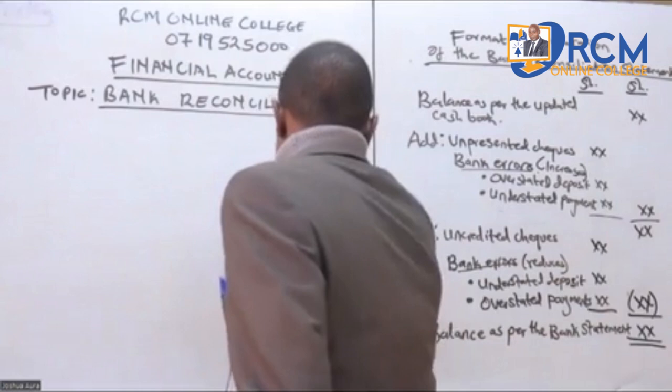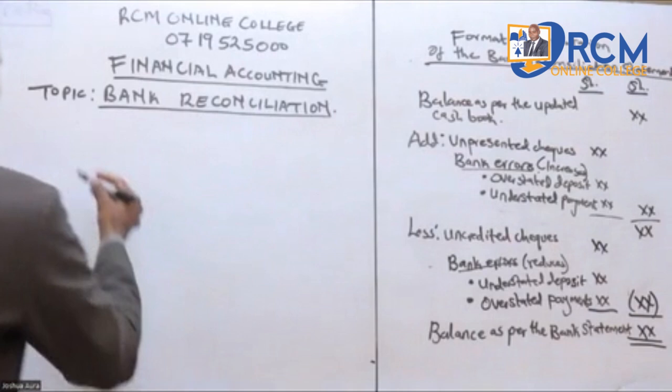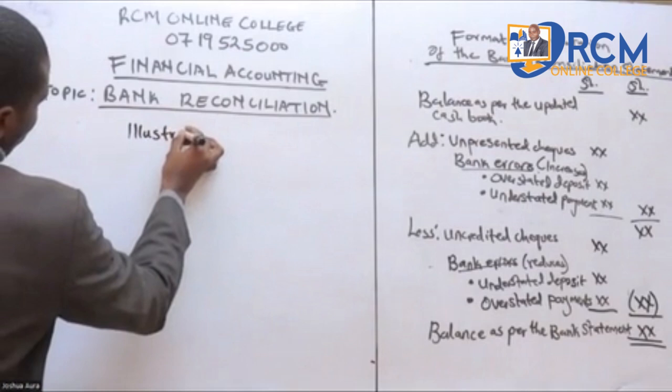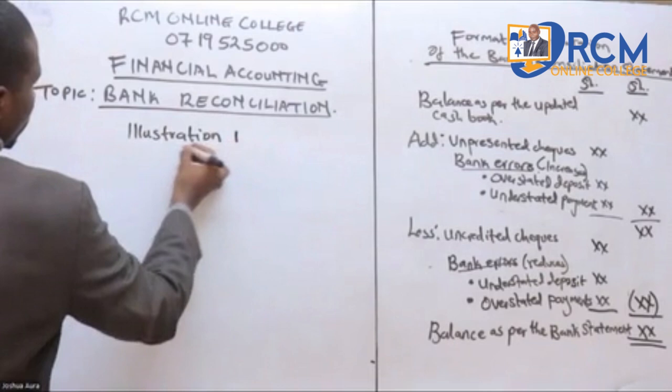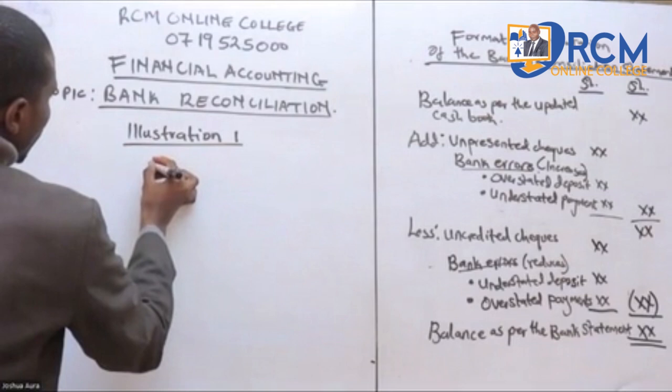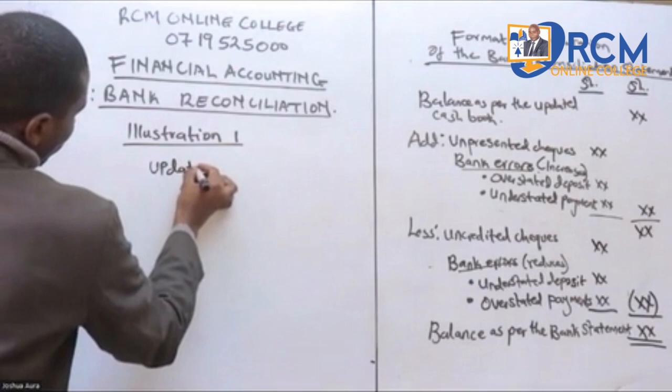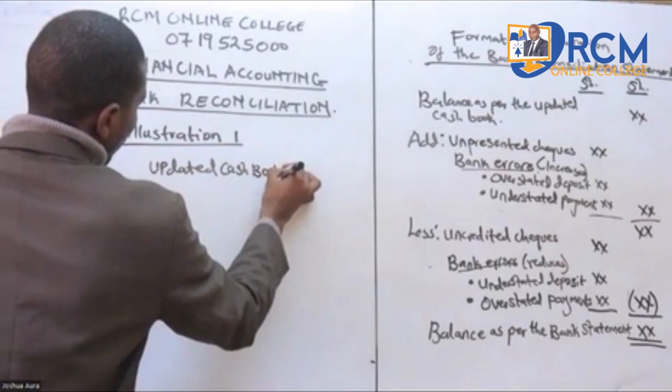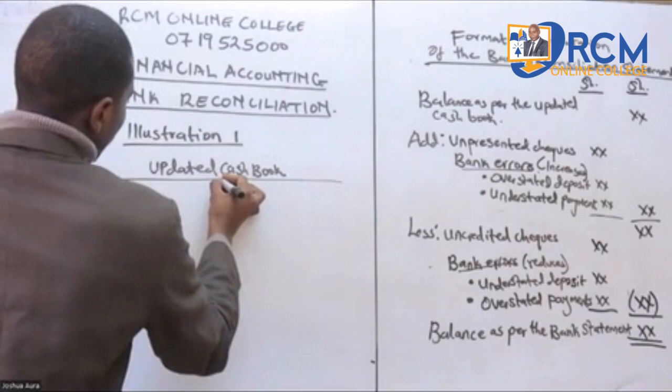So just say illustration. Illustration one. So for illustration one, we have the adjusted or updated cash book. We start with the updated cash book as our first thing. So we have credit, we have debit.